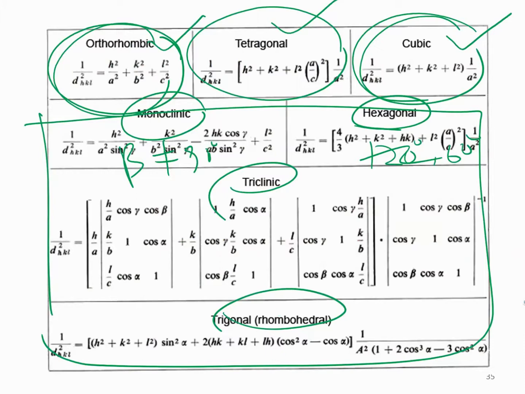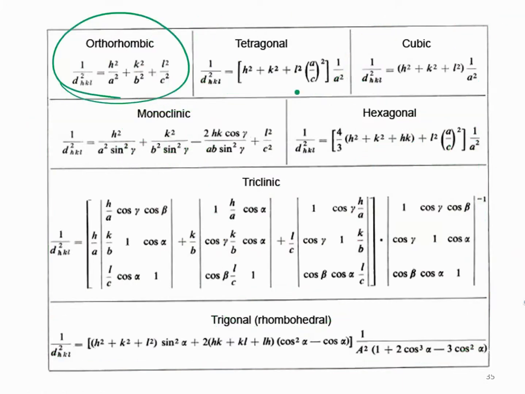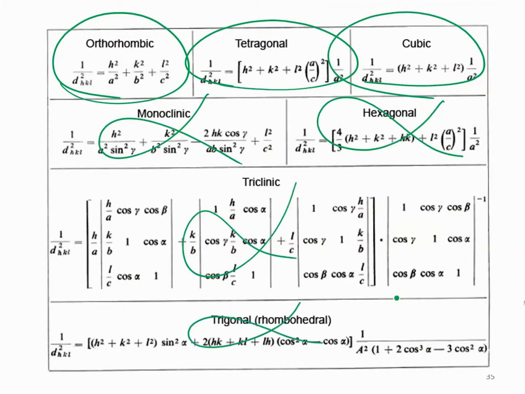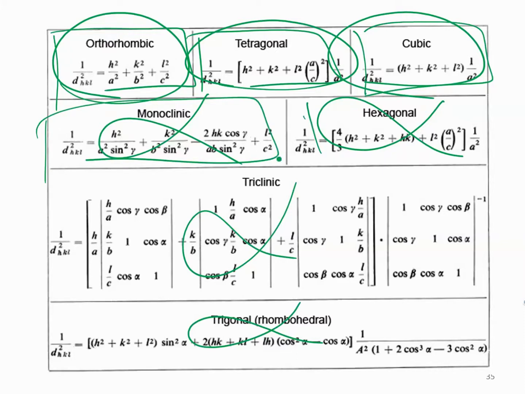So in the exam, normally I would just ask you to prove these three: orthorhombic, tetragonal, or cubic. I will not ask you the monoclinic, hexagonal, triclinic, and trigonal because I'm not going to test your mathematics skill. I want to test your understanding of solid state physics. But of course, if you are good in mathematics, there's no issue for you to derive the monoclinic, hexagonal, and triclinic relationships.